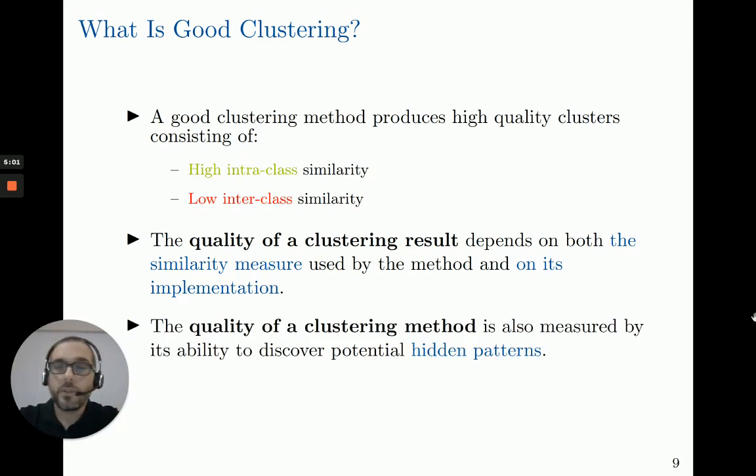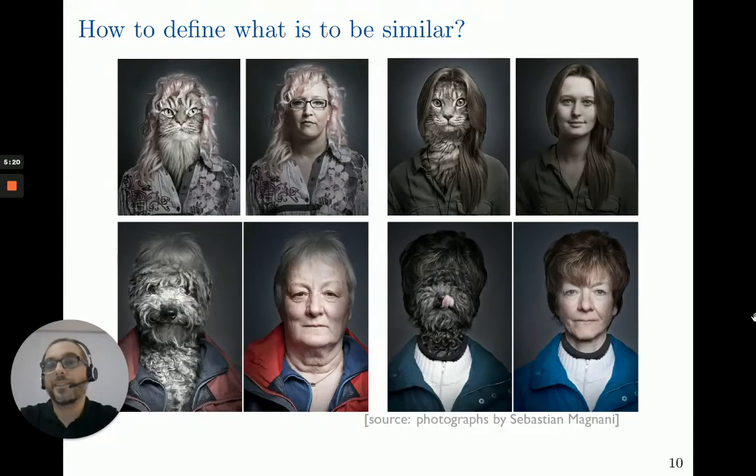The quality of a clustering method is also measured by its ability to discover hidden patterns, because if a clustering just gives us the obvious thing, then maybe it's not useful at all. So we want to uncover the hidden patterns. For example, here, how do we define what's similar? Food for thought.